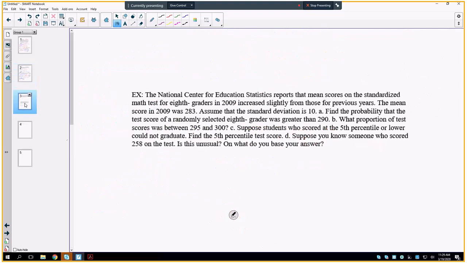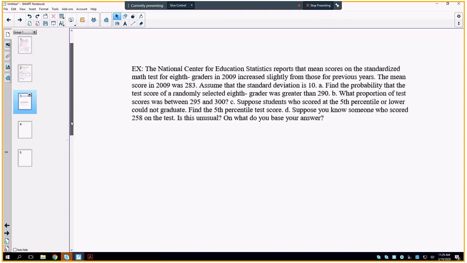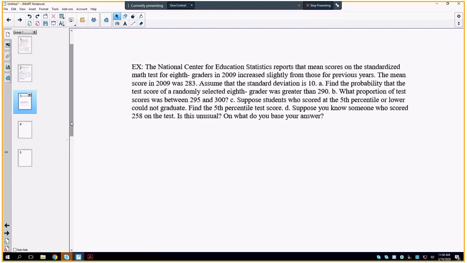Okay, next question. The National Center for Education Statistics reports that mean scores on the standardized math test for 8th graders in 2009 increased slightly from those for previous years. The mean score in 2009 was 283. So what am I going to do? Mean score was 283. Keep that in mind. Assume that the standard deviation is 10. Keep that in mind. Find the probability that the test score of a randomly selected 8th grader was greater than 290.